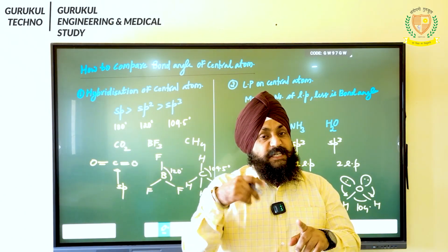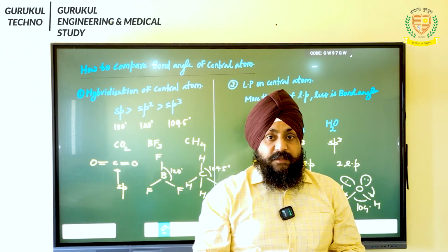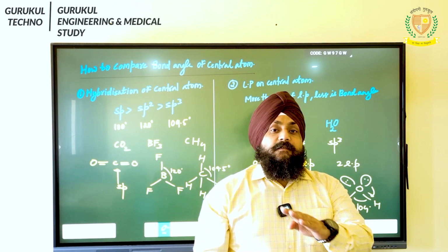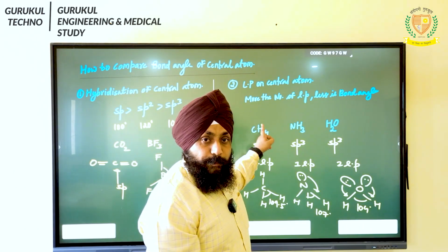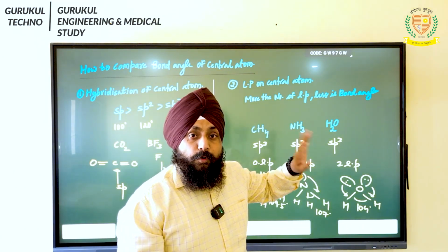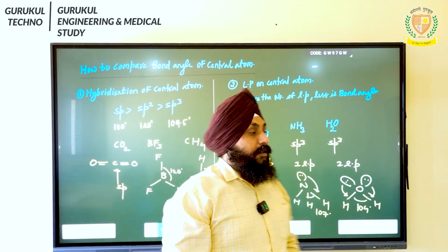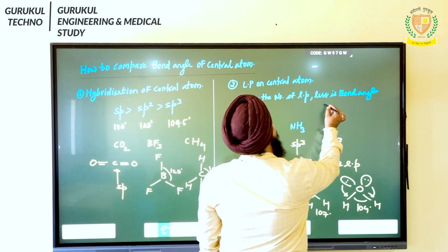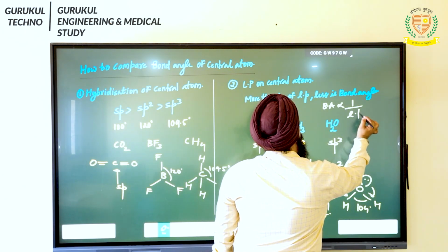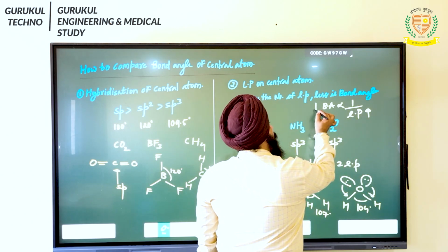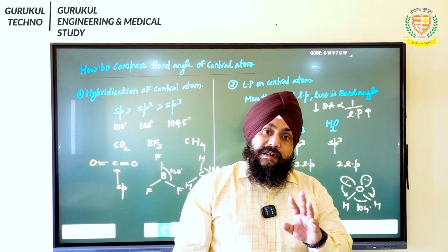If hybridization is sp, bond angle is more. sp is more than sp2, which is more than sp3. Students, what if the hybridization is the same? Then you will check for the lone pair on the central atom. The more the number of lone pairs, the less the bond angle will be. So we say bond angle is inversely proportional to lone pair. When lone pair is more, bond angle is going to be less, students.